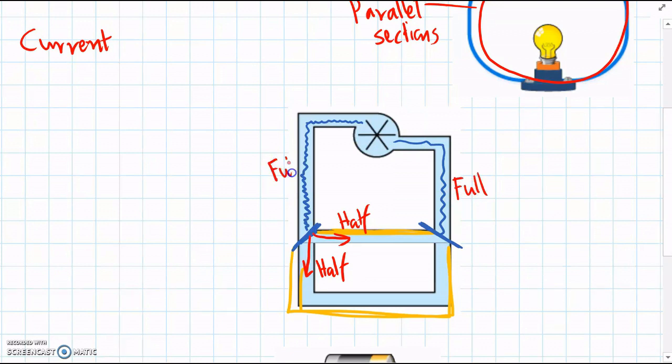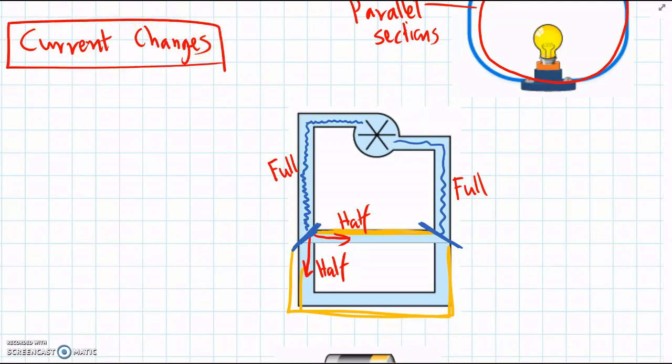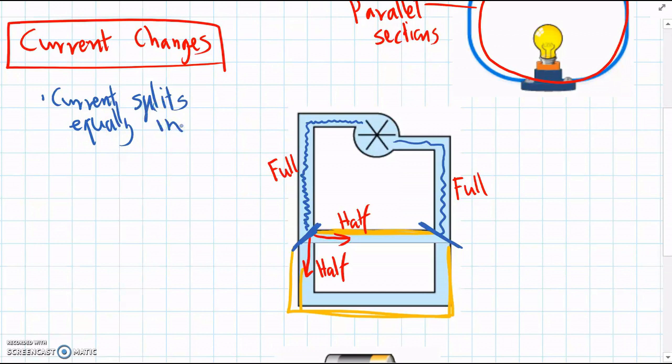So in the first part it was full as well. So overall, the current changes in parallel. We can say the current splits equally in each of the parallel parts. Or each parallel path.